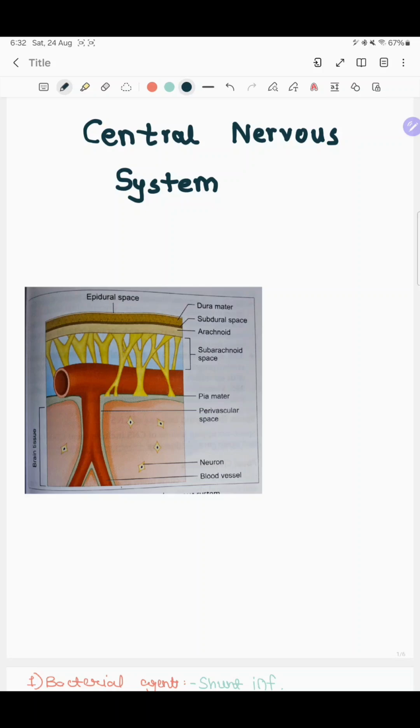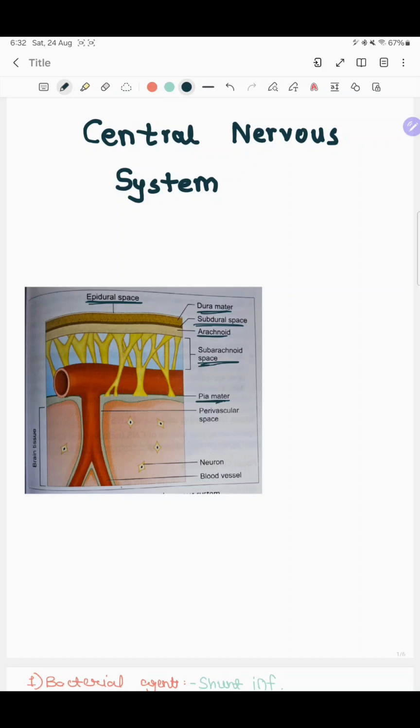There are mainly 3 layers which are included. The outer is going to be the dura mater. The middle layer is going to be the arachnoid space, and the innermost is going to be the pia mater. Okay, there are other layers which are included in the epidural spaces. It can be the subdural spaces, or it can be the subarachnoid spaces.